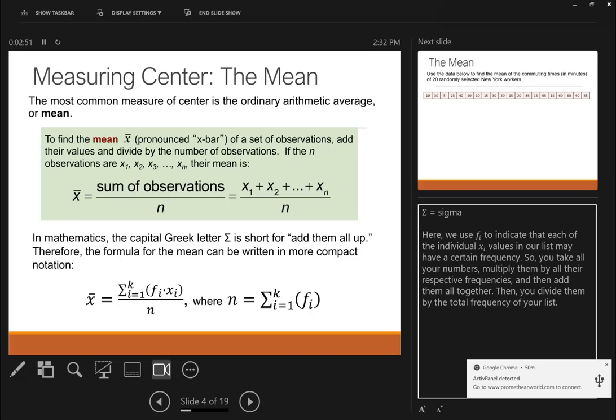We're going to add up the frequency of entry 1 times the value of entry 1, and then the frequency of entry 2 times the value of entry 2, all the way up to the frequency of entry k times the value of entry k. So f is the frequency, x is the value of the entry, and then we divide by the total number of entries. Okay, it's just the formula for the mean.